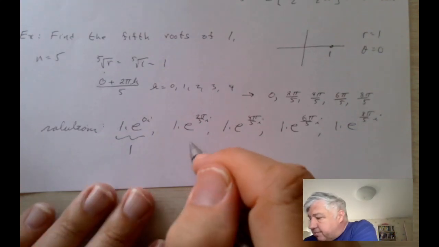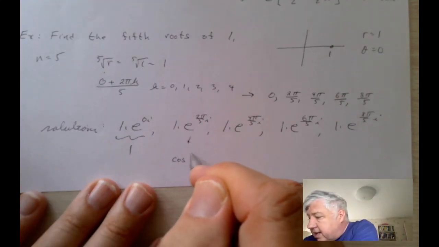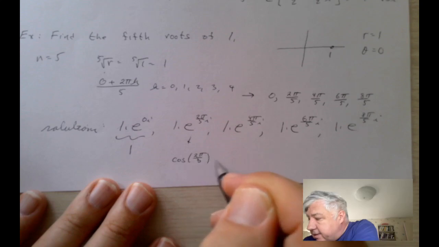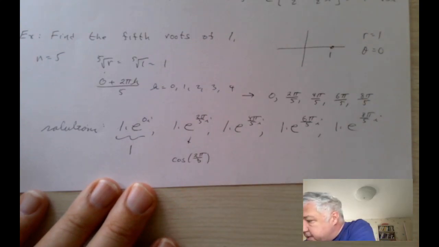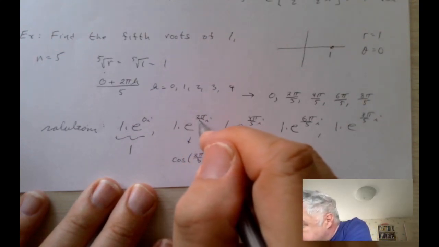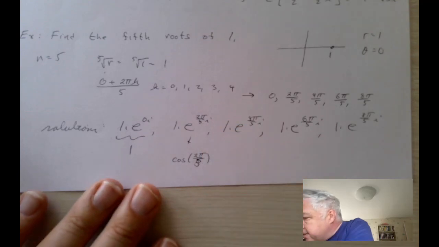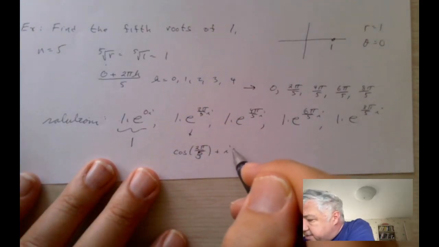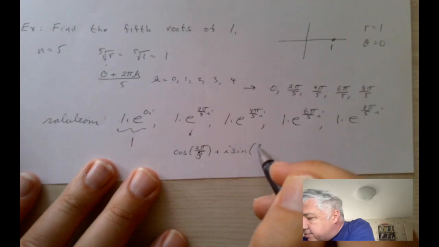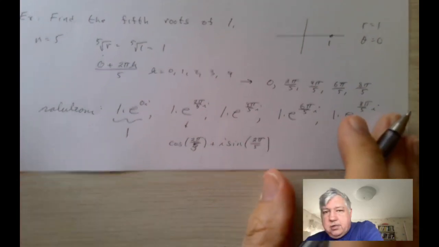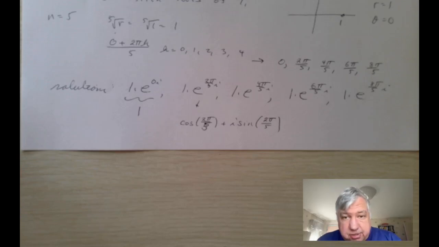Okay, so another one would be cosine of 2 pi over 3. Why did I make this 3 again? I don't know. It should be 5. So there we go, plus i sine of 2 pi over 5. So that would be the second solution. And again, we don't know exactly how to find the exact value of 2 pi over 5 right now, so we just leave it like that. And then the others would be the same.